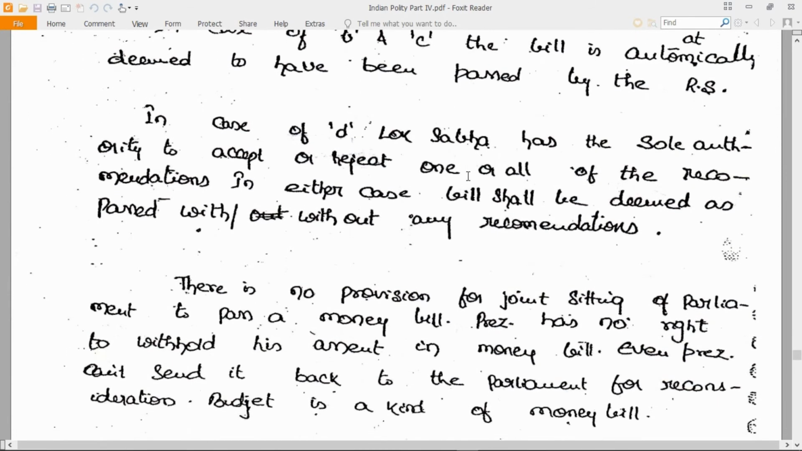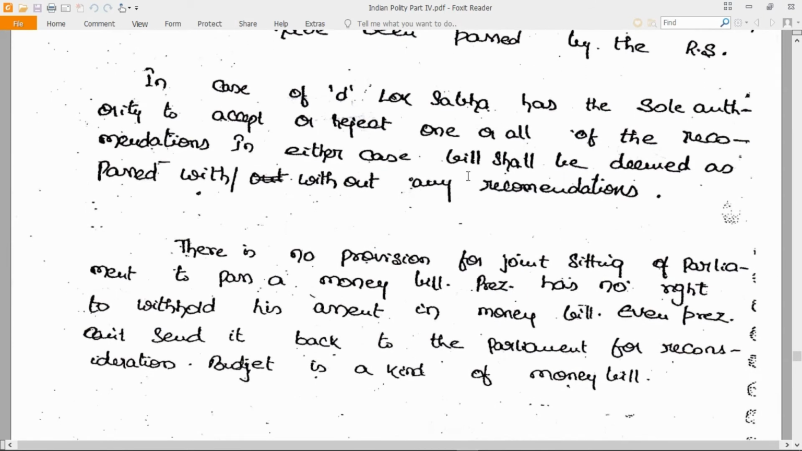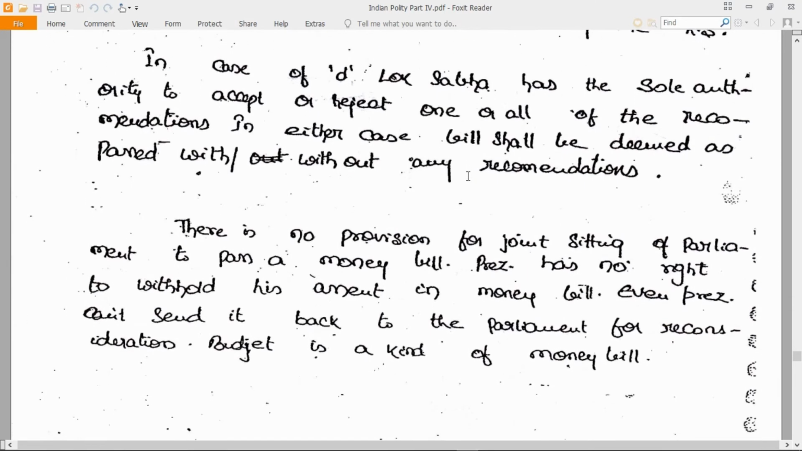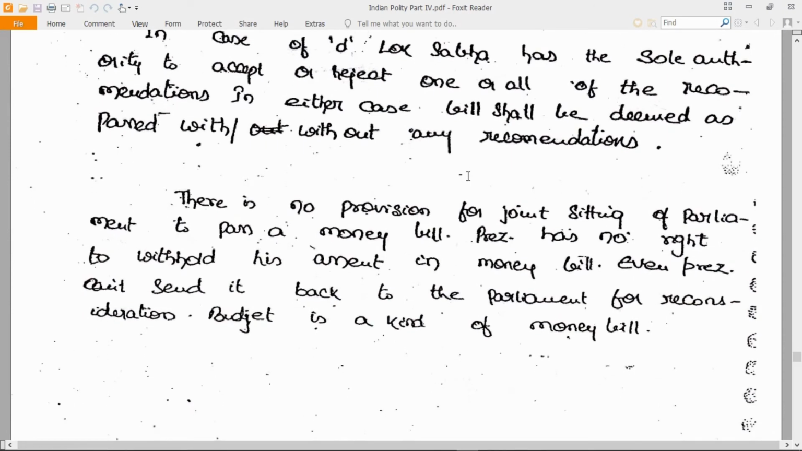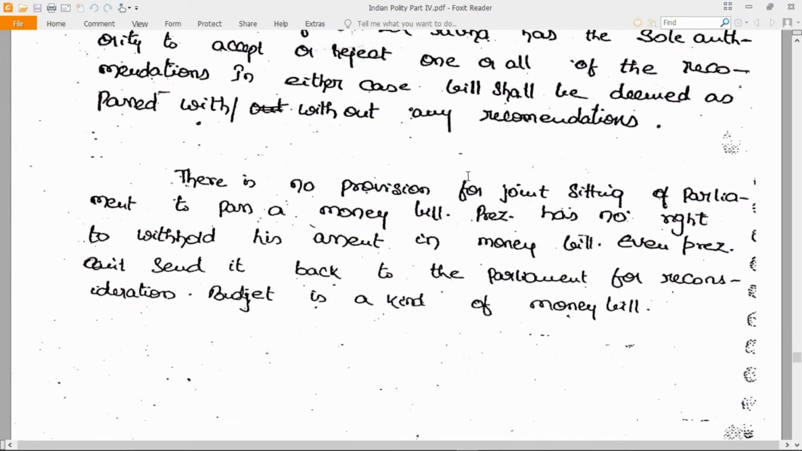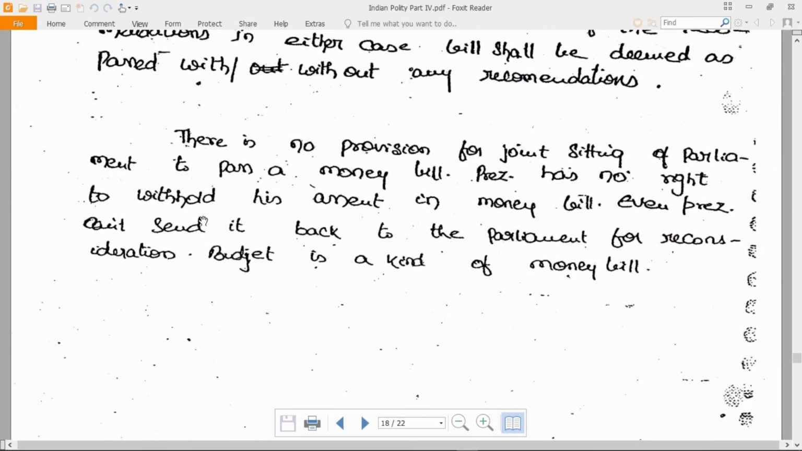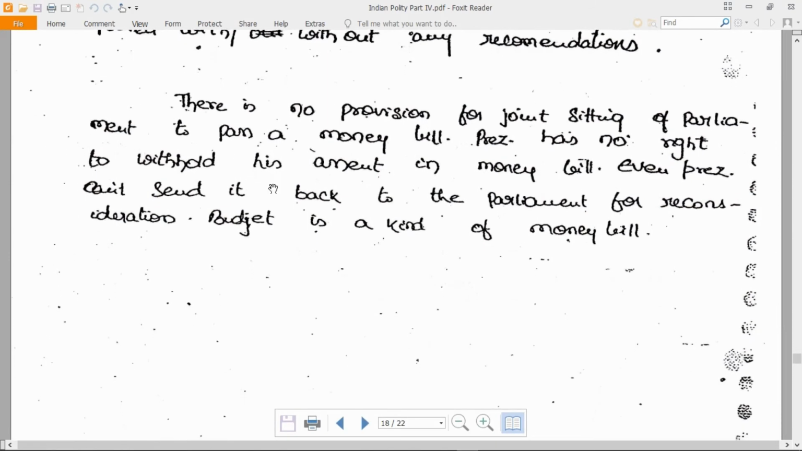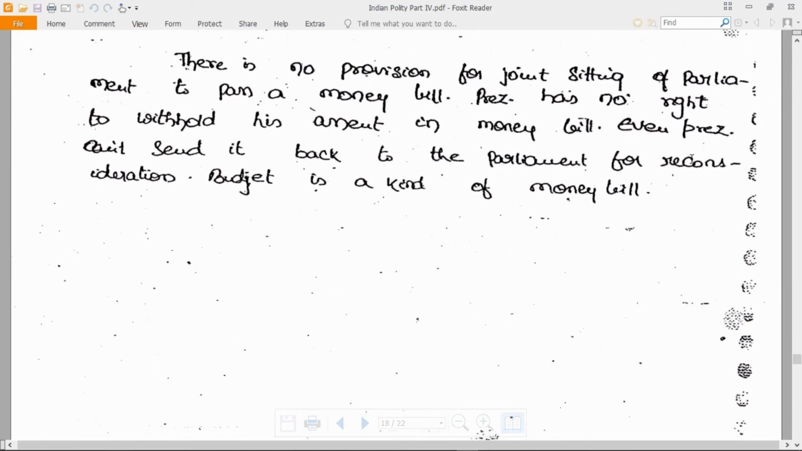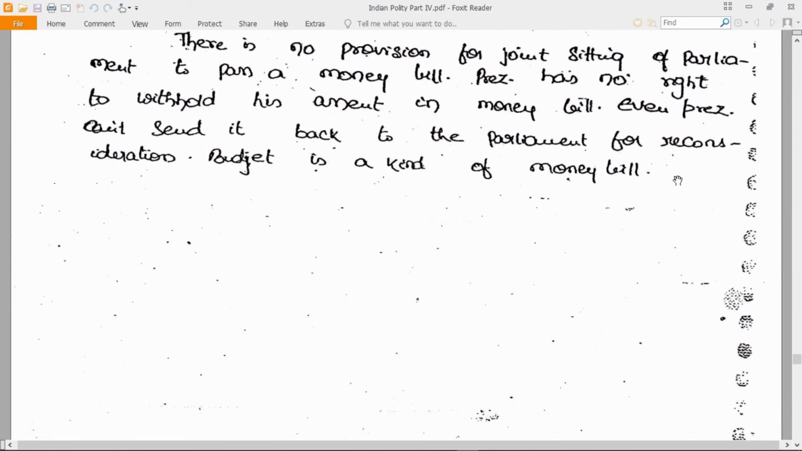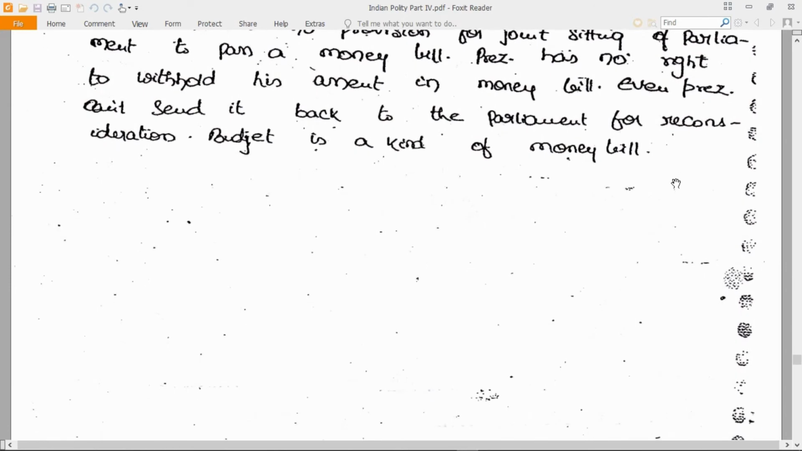In case of D, Lok Sabha has sole authority to accept or reject one or all of the recommendations. In either case, the bill shall be discussed and passed with or without any recommendations. There is no provision for joint sitting of Parliament. To pass a money bill, the President has no right to withhold his assent in the money bill. Nor can the President send it back to the Parliament for reconsideration. Budget is a kind of money bill.